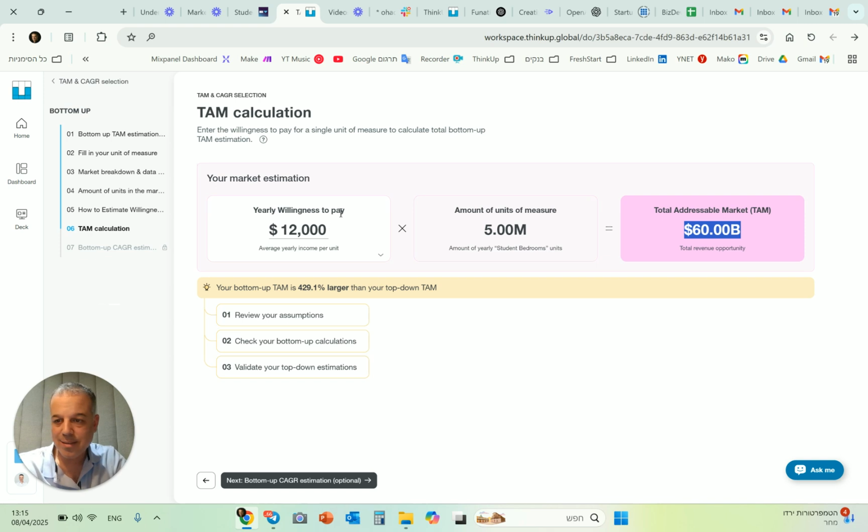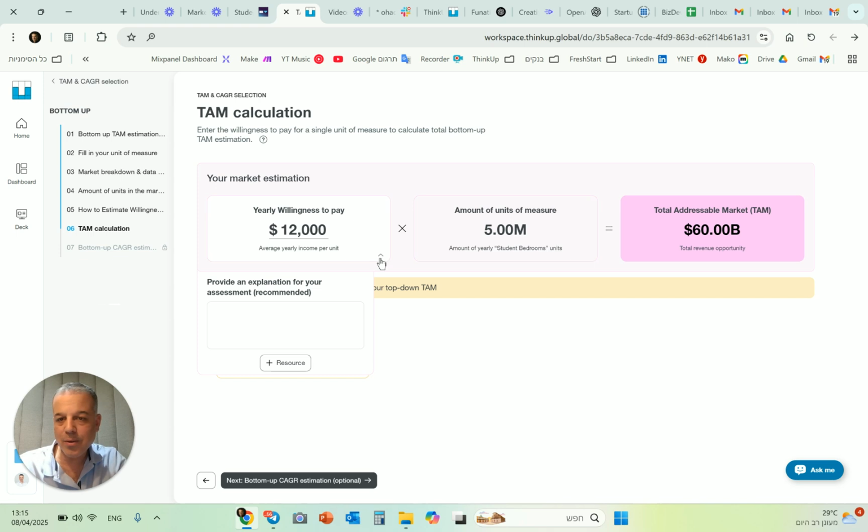Maybe it should be less, and you need to have a reasoning why it's less. So clicking here on the arrow opens up a box, and you can write down how you support the willingness to pay that you just entered, maybe a URL link or whatever makes sense to you. If you want to do meaningful work, spend some time on the explanation part, because once you return here, you need to have it ready for you.